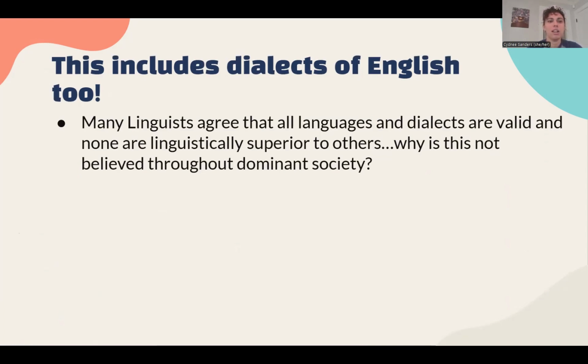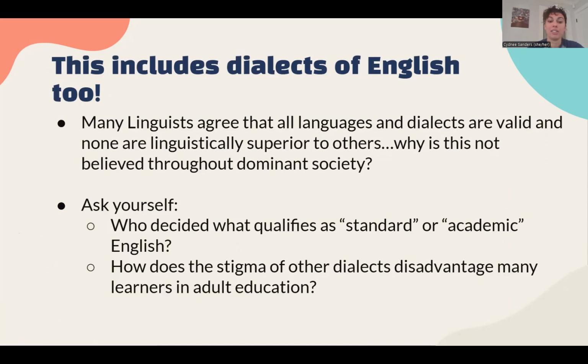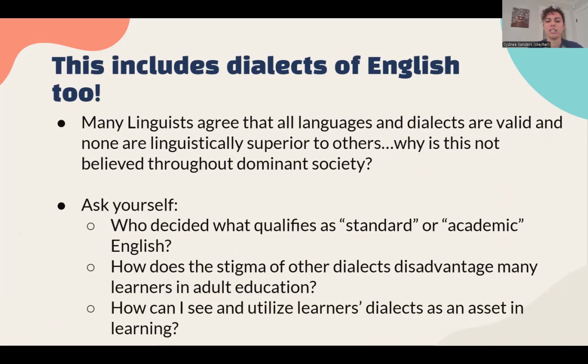Here's a couple suggested reflection questions. These are included on the accompanying discussion guide. Feel free to pause the video if you want, or you can come back to these later. So ask yourself, who decided what qualifies as standard or academic English? How does the stigma of other dialects disadvantage many learners in adult education? And finally, how can I see and utilize learners' dialects as an asset in learning? Again, these will be on the discussion guide, so up to you if you think of these now or later.